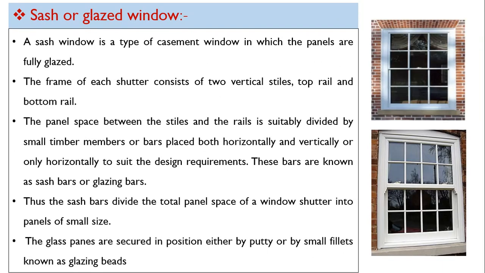Now coming to the sash or glazed window. As its name says, it is a glazed window. Glazed window means what? When a window is made up of glass and a steel frame or aluminum frame or bronze frame, that is called a sash or glazed window. So in this case, all these glass panels are there and these are the sash. A sash window is a type of casement window in which the panels are fully glazed.